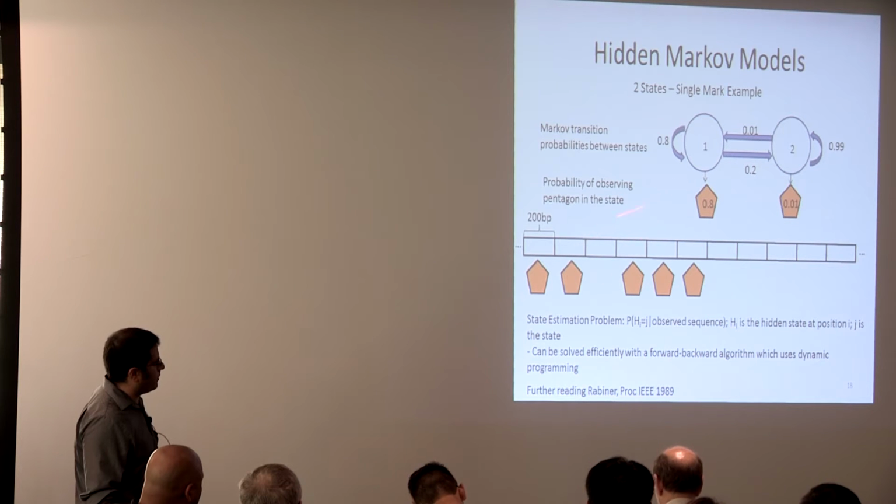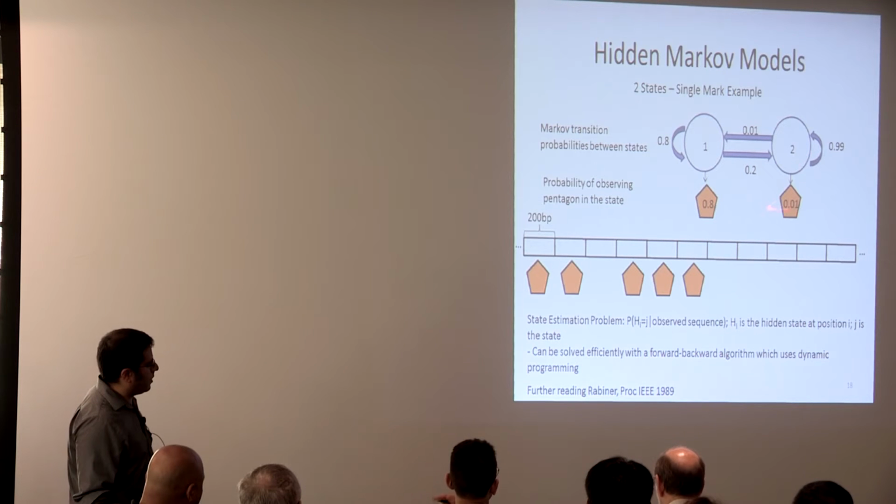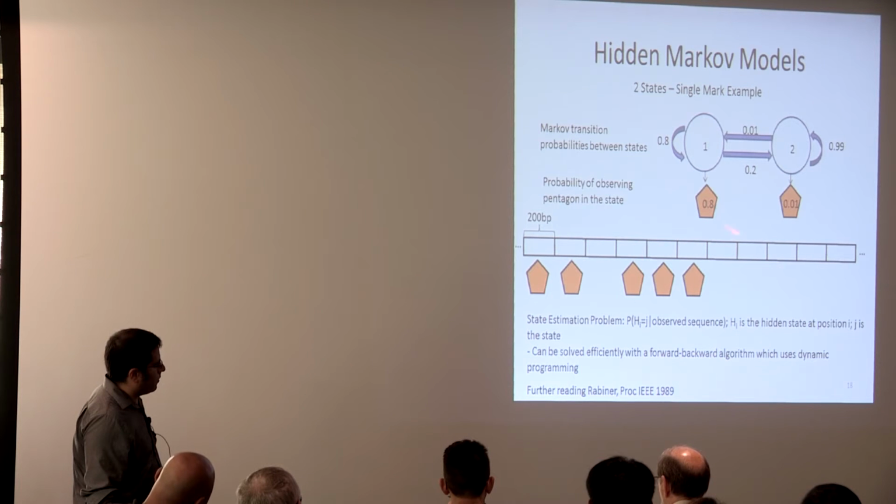But because of the transition information, we could potentially infer we're still in state 1 over here. And then probably at some point, we're going to transition to state 2 here. So the hidden Markov model, in the state estimation problem, you're asking, given the full observed sequence, at some specific position I, what is the probability that we're in state J?